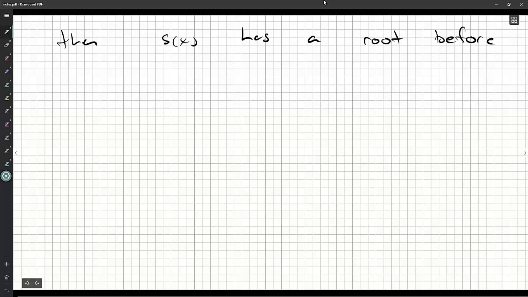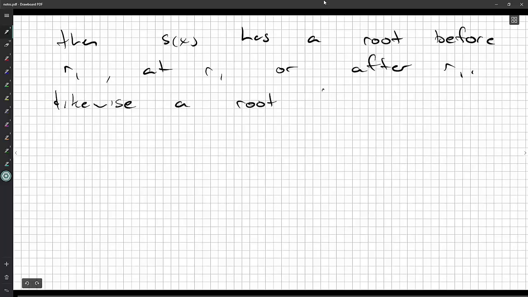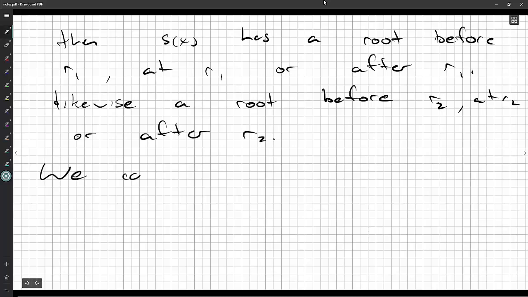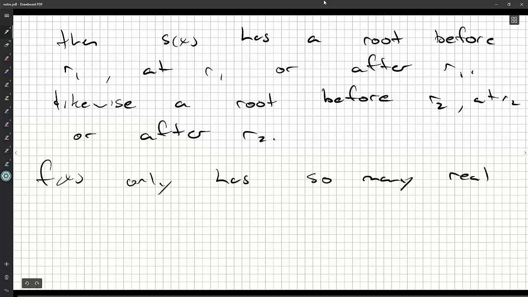And x has a root before R1, at R1, or after R1. Likewise, a root before R2, at R2, or after R2. We can pick Q. So let's say f of x only has so many real roots. It only has a finite number of real roots.